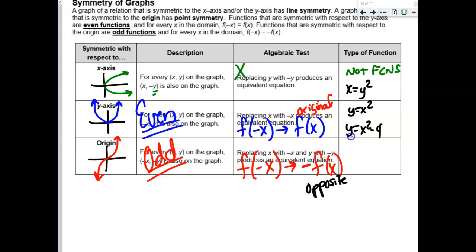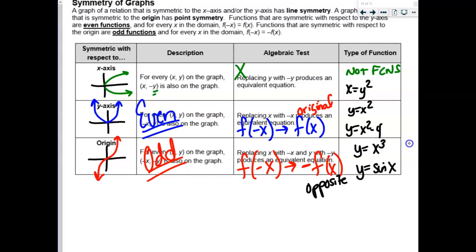Some examples of odd functions that have symmetry of the origin would be y equals x to the third. Now this one you have to be really careful about shifting, because if you shift it up or down, you no longer have that symmetry. You can stretch it. Here's my favorite: sine of x.